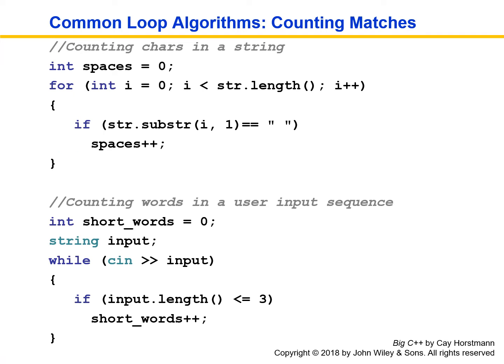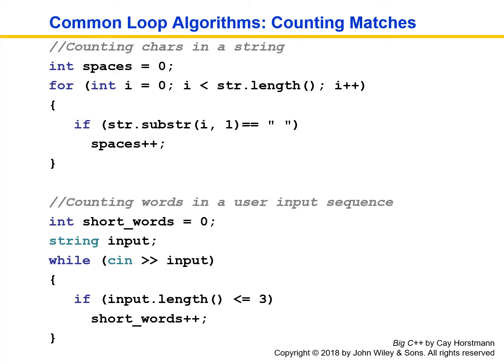These two algorithms both do essentially the same thing. They count matches. The first one uses a for loop, int i equals 0, i less than string.length, i plus plus. So we're going to count through the entire length of a string. And if the one character substring at each given point is equal to a space, then we increment the number of spaces.